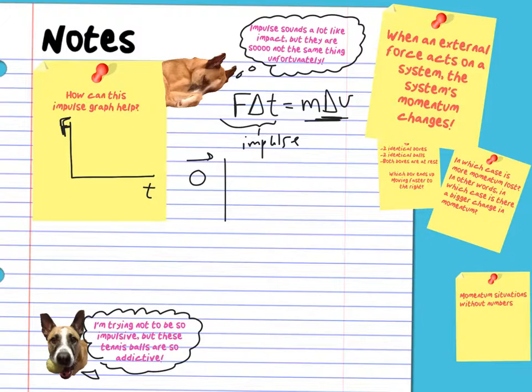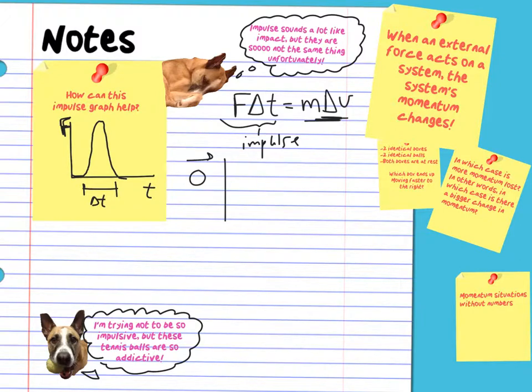So when it first hits the wall, the force is going to be small, and then the wall is going to end up stopping it, and then the force is going to decrease. And this time period is incredibly small. That delta T is going to be very, very small.